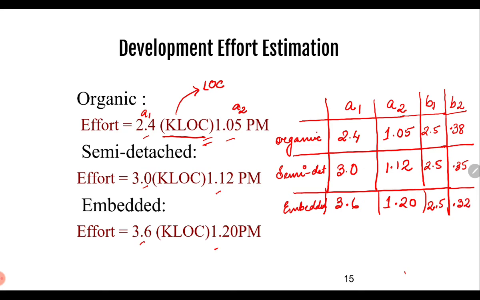So all these values A1, A2 and B1, B2 are different for different types of projects that we will be dealing with. Once we have a problem in hand, we have to understand whether that problem is organic, semi-detached or embedded. If it is simple, it is organic. If it is a little complex, it is semi-detached. And if it is more complicated, we can consider it embedded or hardware based.